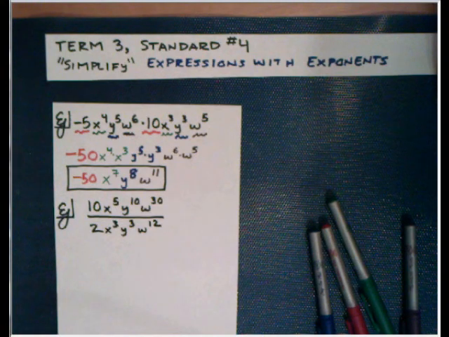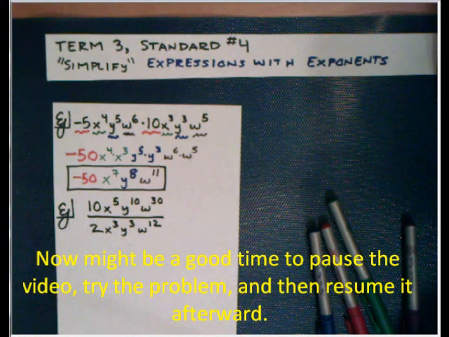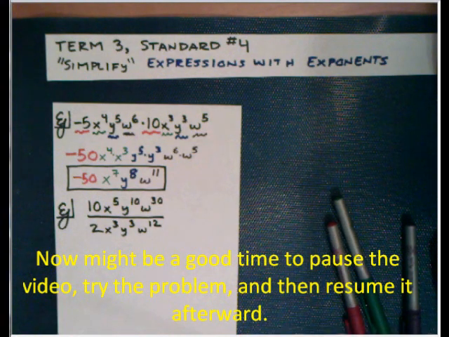So here we go. Got 10x to the 5th, y to the 10th, w to the 30th, over 2x cubed, y cubed, w to the 12th power. Okay, so we're going to be dividing in this case. So let's start with the numbers.